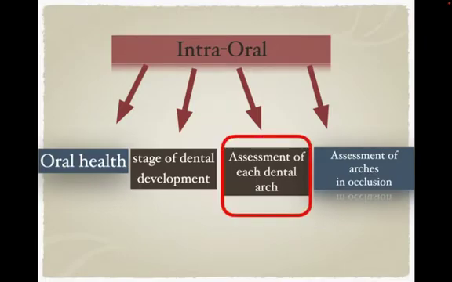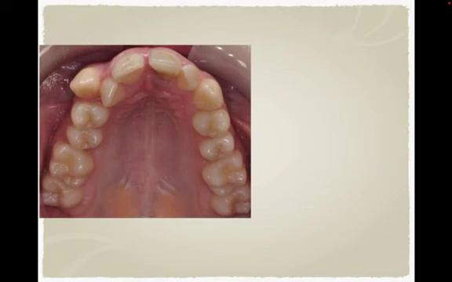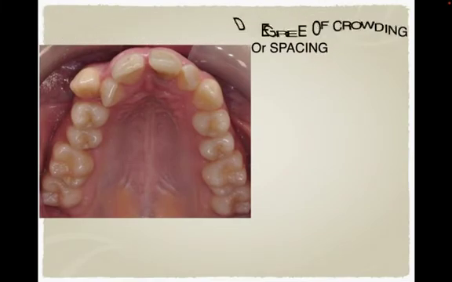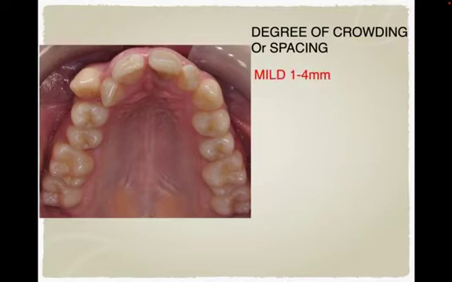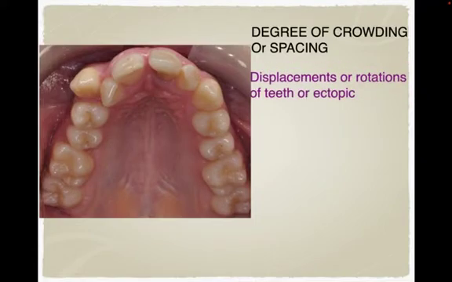Then we start assessment of each dental arch individually. So we look at the upper arch and lower arch, and what do we assess? First of all, we assess the degree of crowding and spacing. Could be mild, moderate, and severe, and I'm sure you have done that a lot last year in the lab. And then we see any displaced or rotated or ectopic teeth that should be mentioned.